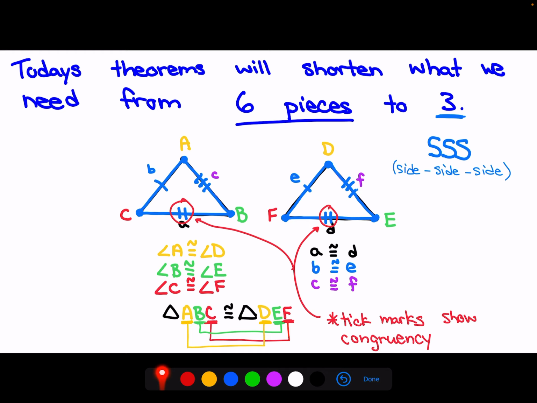So side, side, side just means that 3 sides on one triangle are congruent to 3 sides on another triangle. And if we have those 3 sides that are congruent, that is enough for us to say that these two triangles are congruent to each other. So if we see 3 sides that are congruent in both triangles, I can say that the triangles are congruent.